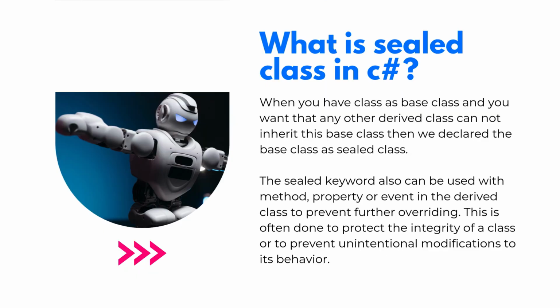C# sealed class. What is a sealed class in C#? When you have a class as a base class and you want that no other derived class can inherit this base class, then we declare the base class as a sealed class. The sealed keyword can also be used with a method, property or event in the derived class to prevent further overriding. This is often done to protect the integrity of a class or to prevent unintentional modifications to its behavior.